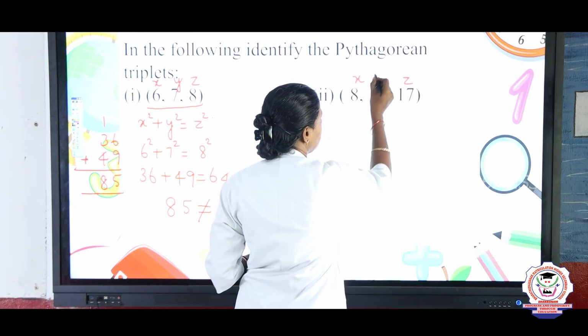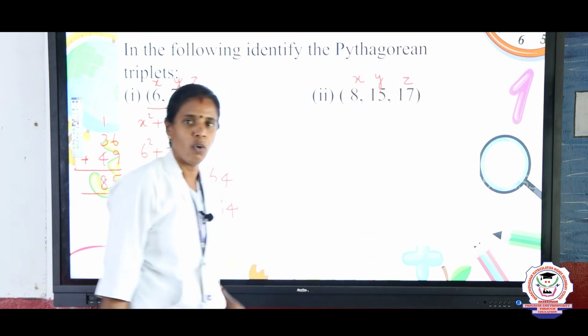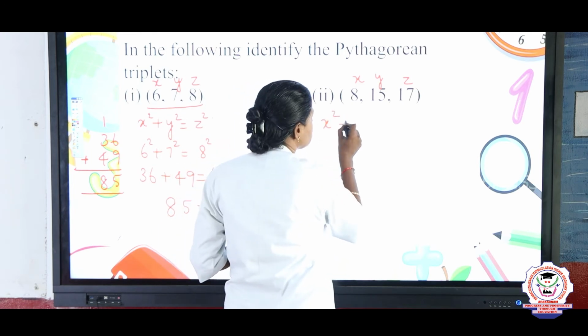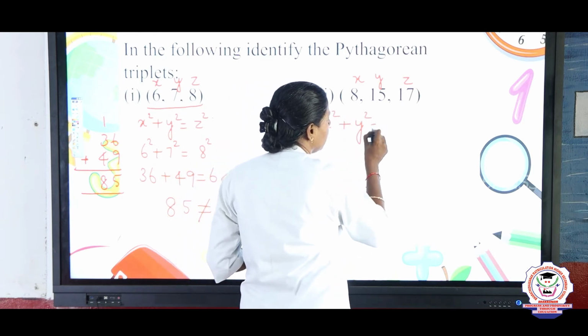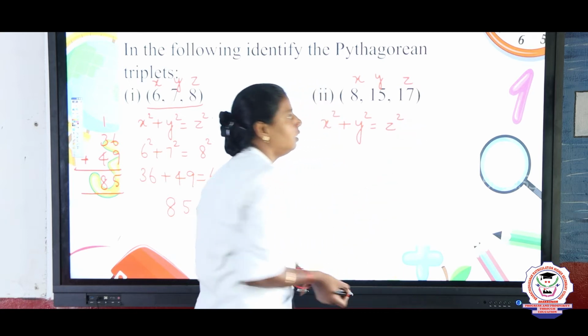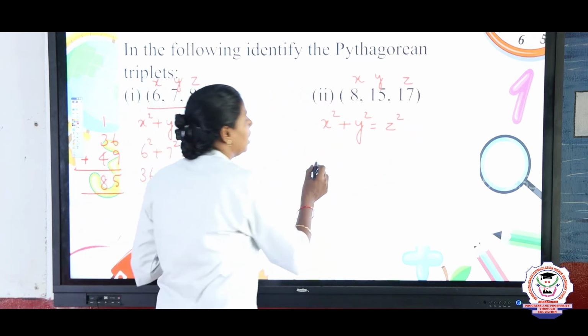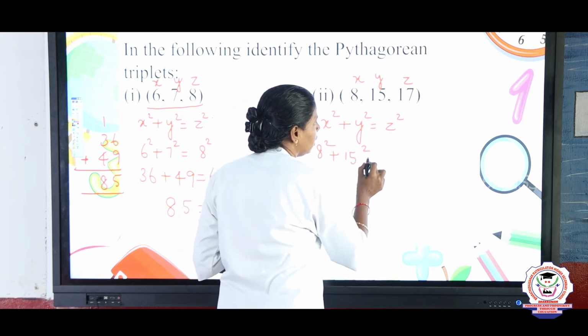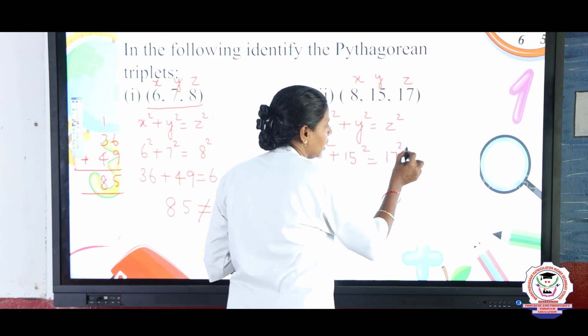So the next two numbers we can consider as x and y. Now write the triplet formula: x square plus y square equal to z square. Now just substitute the values: 8 square plus 15 square equal to 17 square.